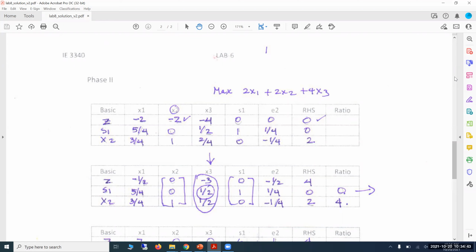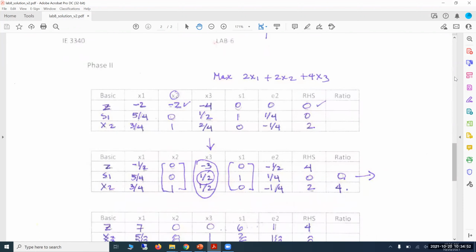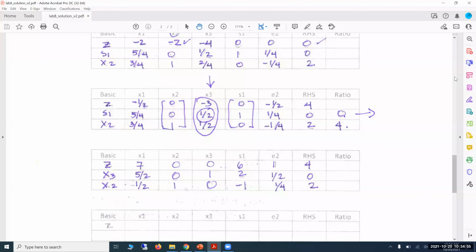So this column now has to be transformed to this column. After performing that iteration, we have X3 now in the format of S1. So we got the optimal solution. There's no negative coefficients in row 0. So the optimal solution is X3 equals 0, X2 equals 2, and the objective function value equals 4.